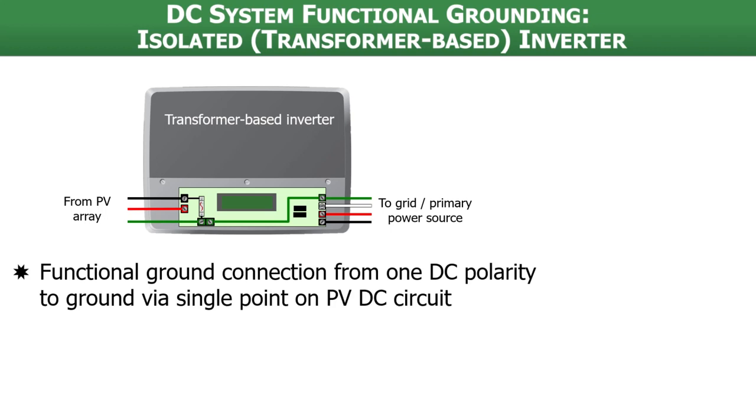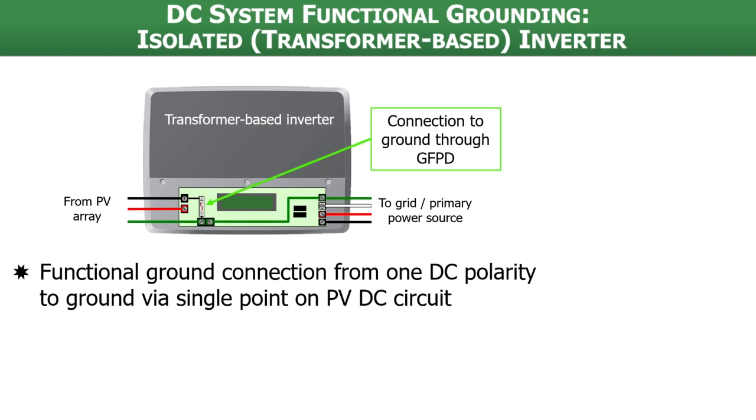Notice there is a functional ground connection from one DC polarity to ground via a single point on the PV-DC circuit. What that means is we have a connection to ground through a ground fault protection device inside the inverter. In most cases, that's going to be a fuse, like a 1 amp fuse, a 2 amp fuse, maybe a 5 amp fuse. That connection to ground goes from the grounded conductor, in this case that black conductor.